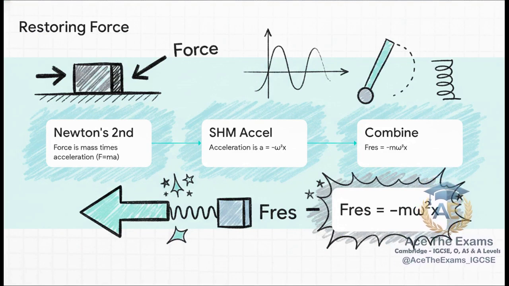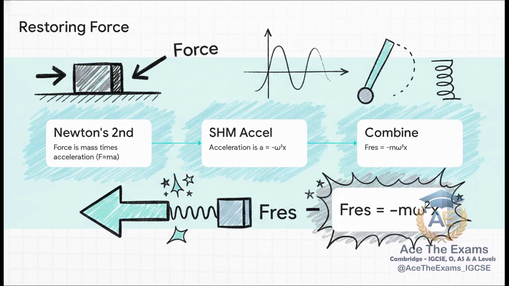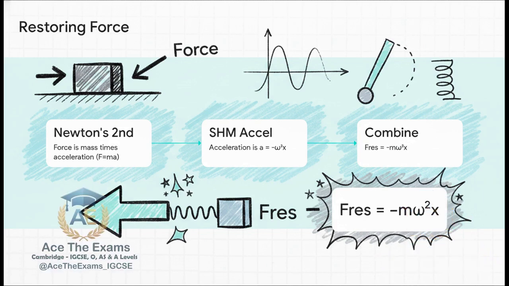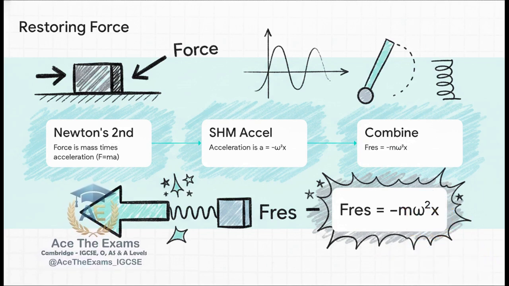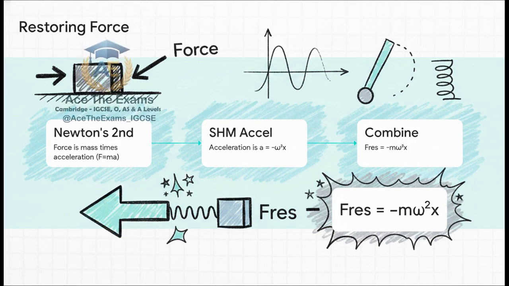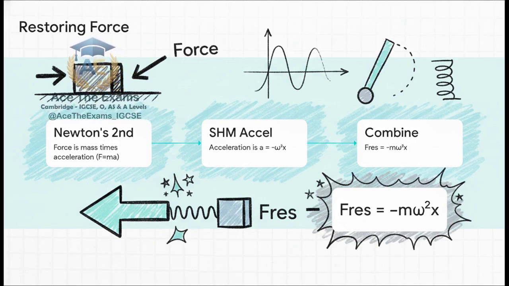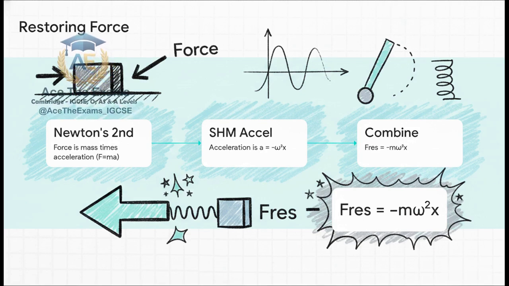Let's build the evidence. We know from Newton's second law that force equals mass times acceleration, F equals ma. We also know the absolute hallmark gold standard definition of simple harmonic motion. Acceleration, a, equals negative omega squared times displacement x. So what happens when we substitute this acceleration into Newton's law? We get our restoring force at any given displacement x. F-res equals negative m omega squared x.